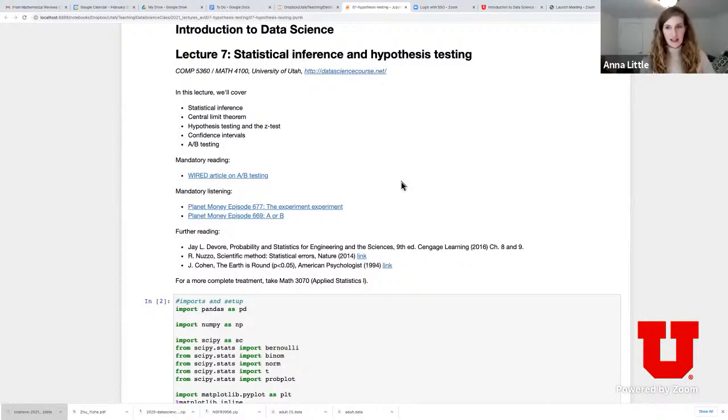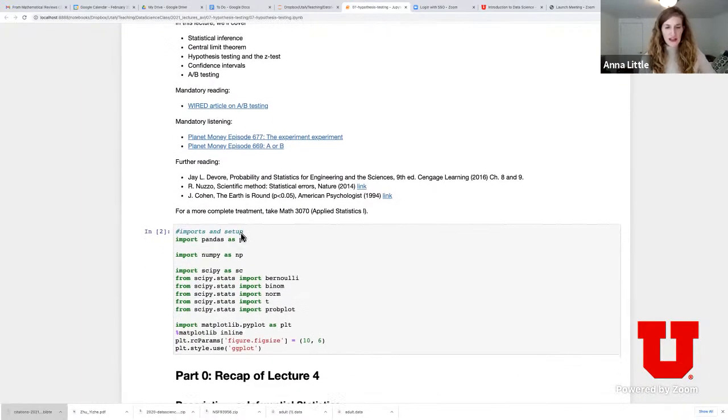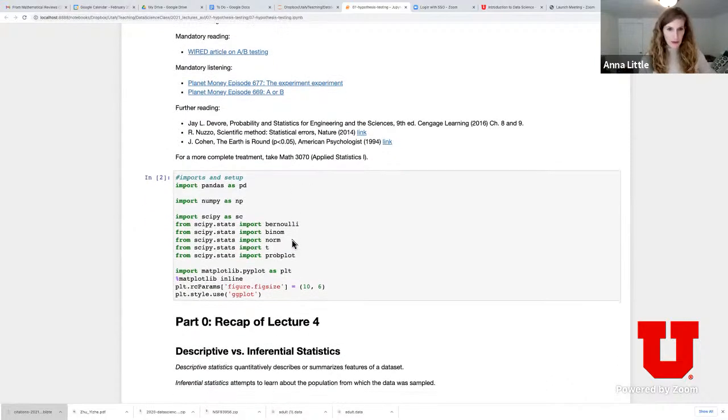So there's a Wired article as part of the reading for today, and also some Planet Money episodes, which are some interesting discussions of statistical inference. So check those out. Okay, so this is going to be kind of a lot to cover in a lecture. For a more complete treatment, you probably want to take a whole course in statistics, but we are going to do just a little overview here.